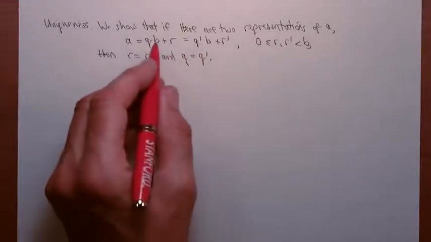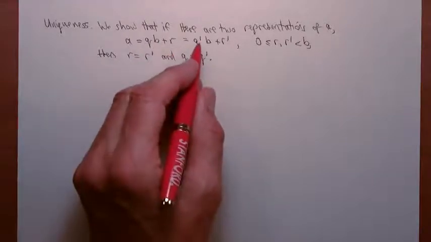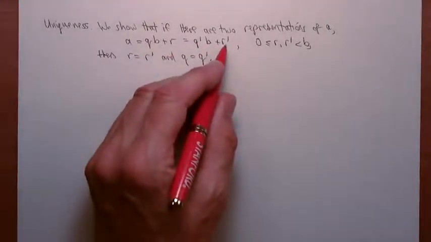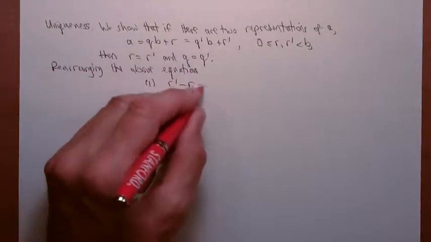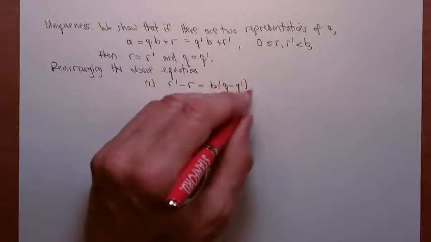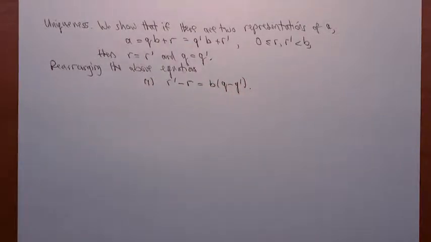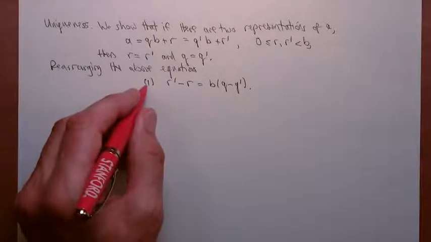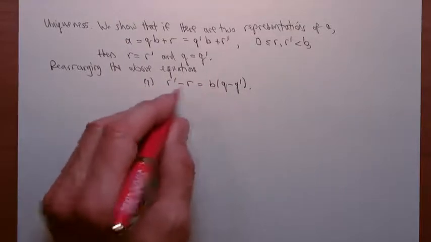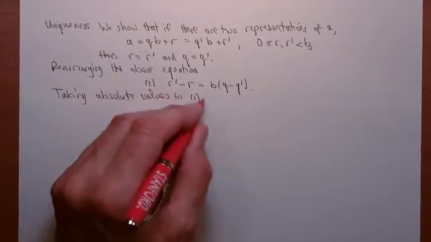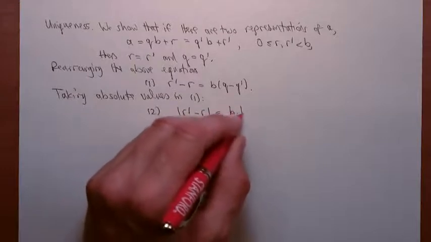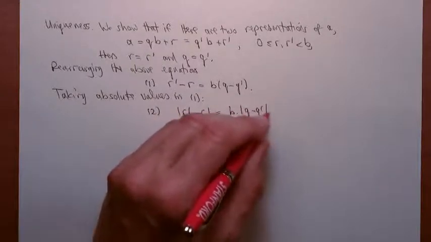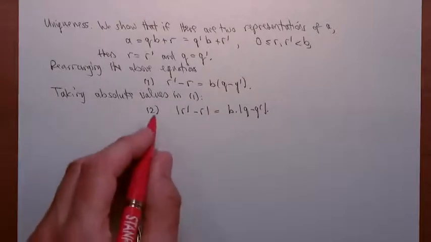Okay, so we have an equation here: qb plus r equals q prime b plus r prime. Let's rearrange it. Rearranging, I get r prime minus r equals b times (q minus q prime). And I've labelled that equation 1 for later reference. Now I'm going to take absolute values in this equation. And when I do that, I get the absolute value of r prime minus r equals b times the absolute value of q minus q prime, which I've labelled equation 2.